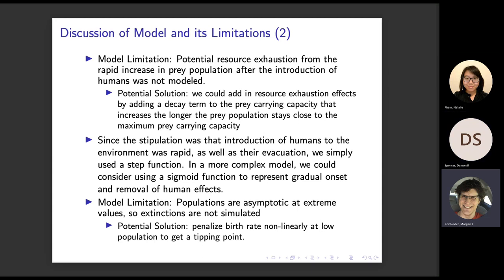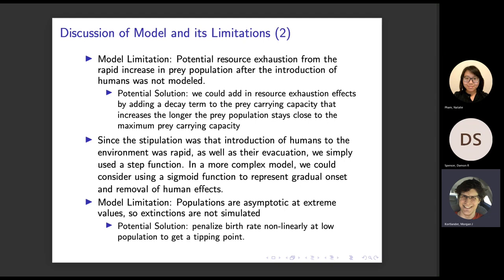And since the stipulation, as mentioned before, was that introduction of humans to the environment was rapid as well as their evacuation, we simply used a step function with the Heaviside function. In a more complex model, we could consider using a sigmoid function, as mentioned before, to represent a more gradual onset and removal of human effects, having a smoother function.